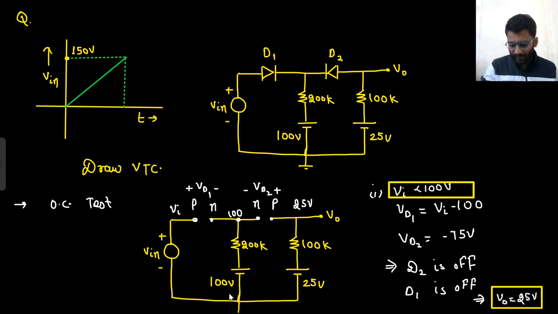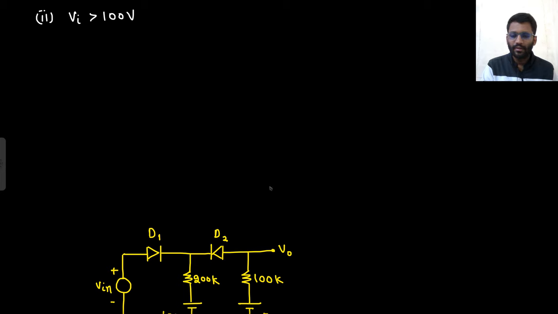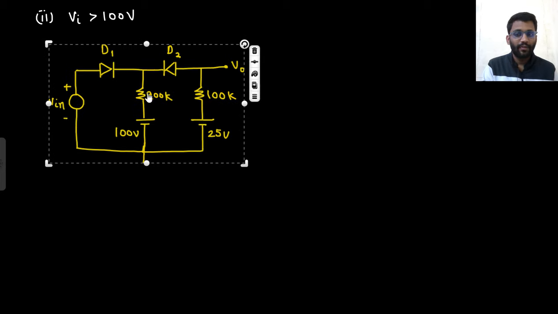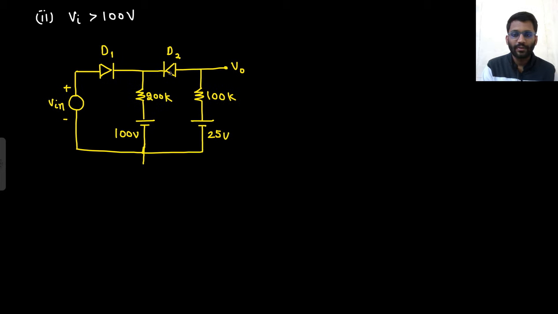Now for Vin greater than 100 volt, D1 turns on. That feels like that. So we will check for Vin greater than 100 volt now. Let's get it here. We will not forget our ground rules, that is open circuit test.